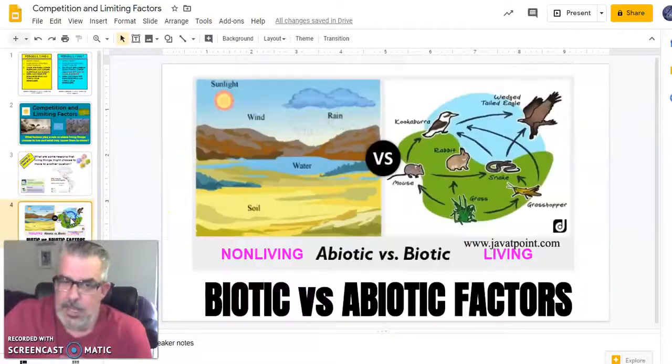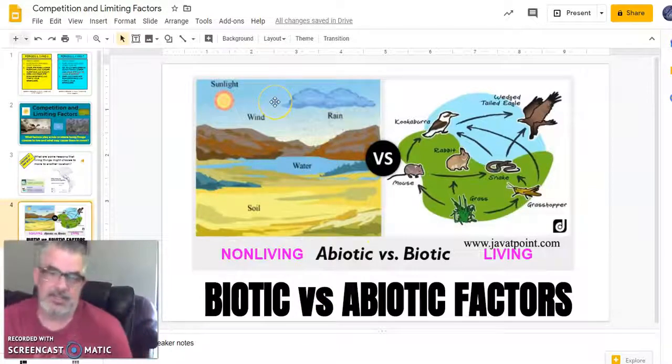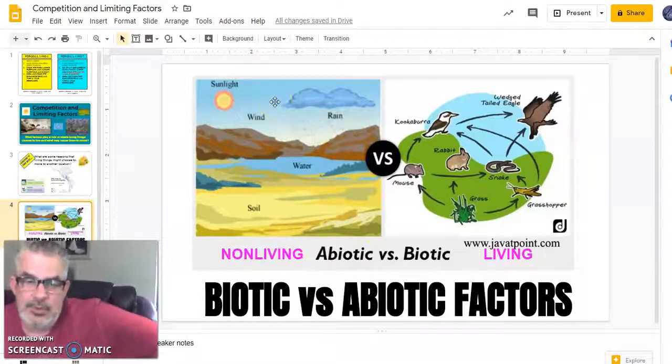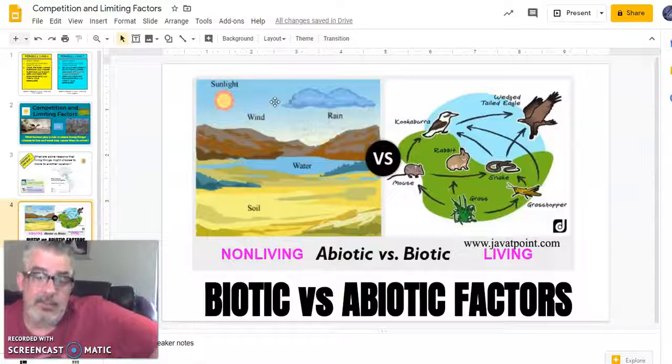Now, weather would be an abiotic factor, a non-living factor. So the amount of rain, the amount of sun, water, and soil, those are non-living factors that may cause an organism to move. Because if there's not enough of any of those things, they may need to move to another area where there is enough.